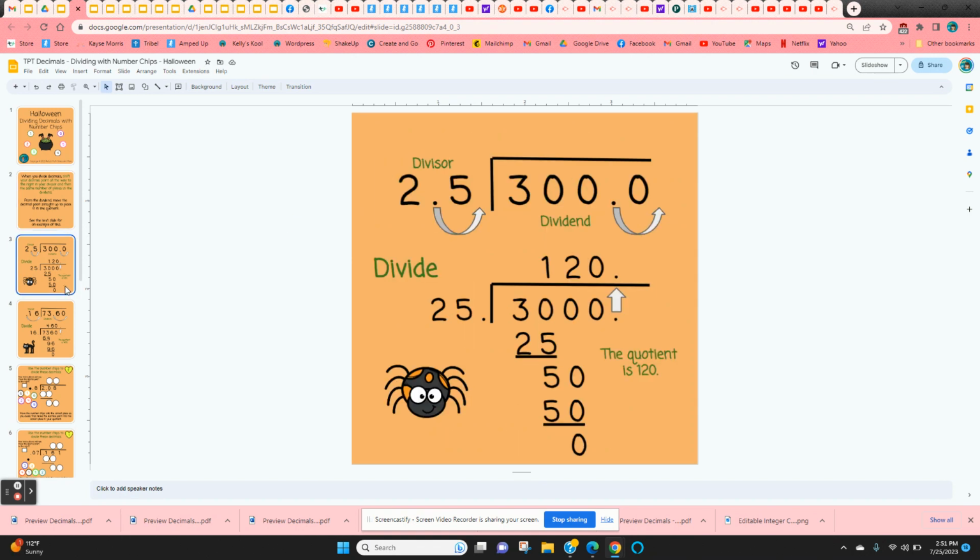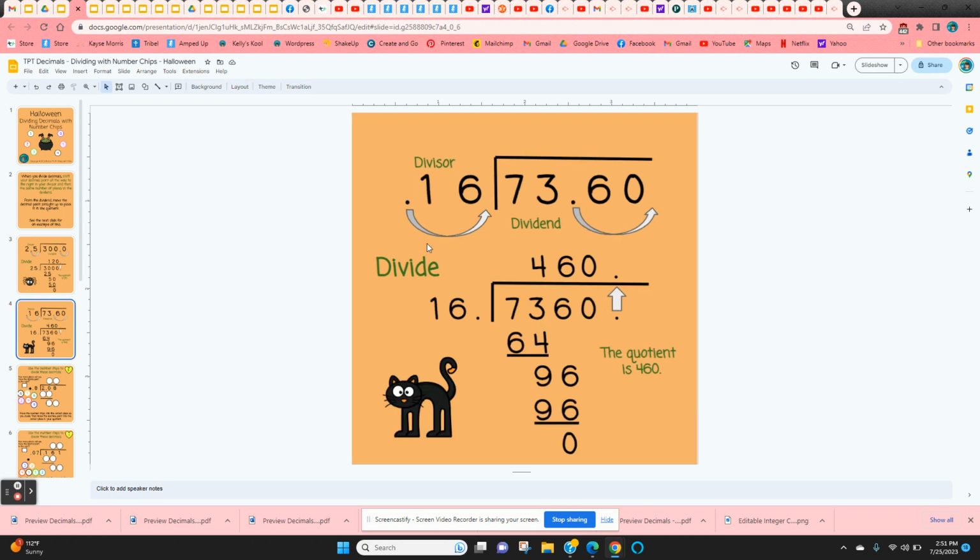So it gives them an example on the next 2 slides. Here's an example of moving that decimal point in the divisor all the way to the right. In this problem, they only have to move it one place to the right. So in their dividend, they're also going to be moving the decimal point one place to the right. The next slide shows an example of when we're moving that decimal point 2 places to the right in both the divisor and the dividend.